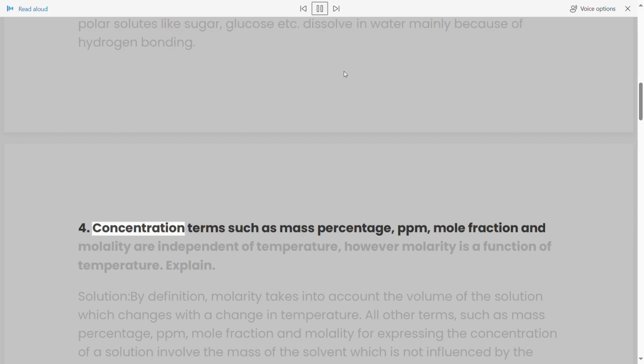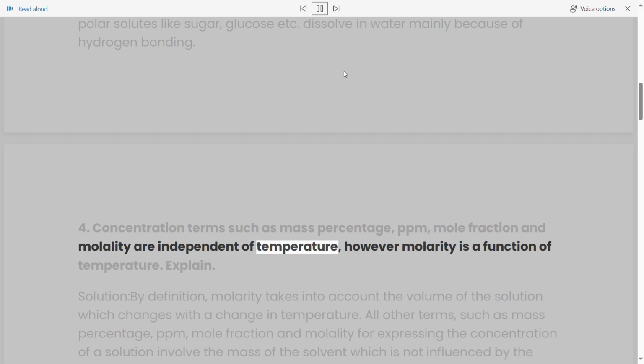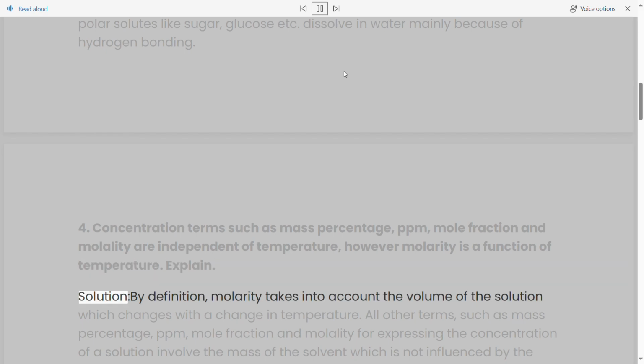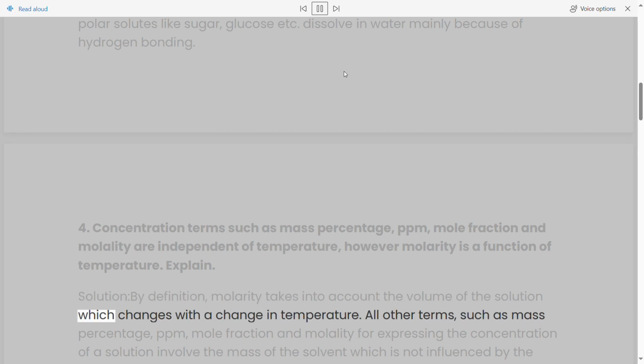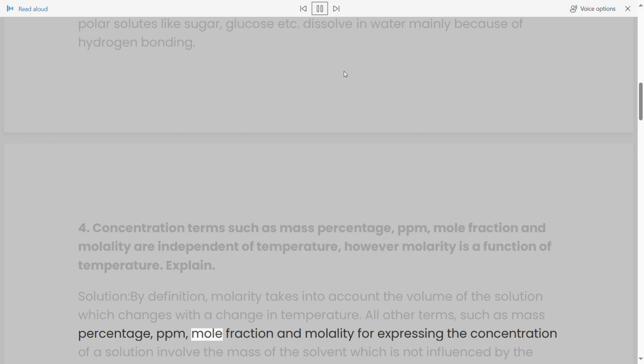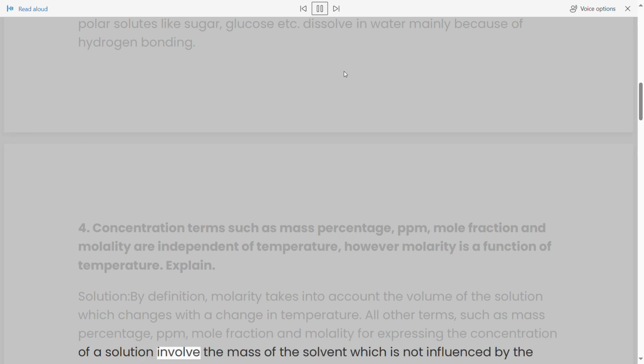4. Concentration terms such as mass percentage, ppm, mole fraction and molality are independent of temperature, however molarity is a function of temperature. Explain. Solution. By definition, molarity takes into account the volume of the solution which changes with a change in temperature. All other terms, such as mass percentage, ppm, mole fraction and molality for expressing the concentration of a solution involve the mass of the solvent which is not influenced by the temperature.